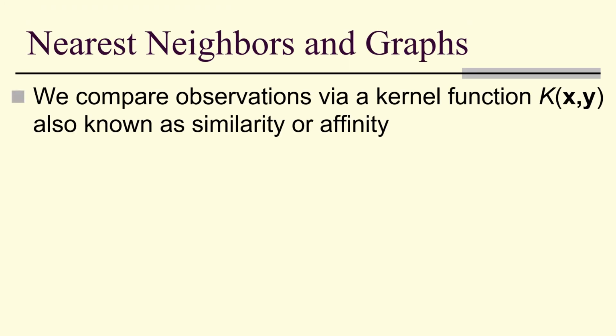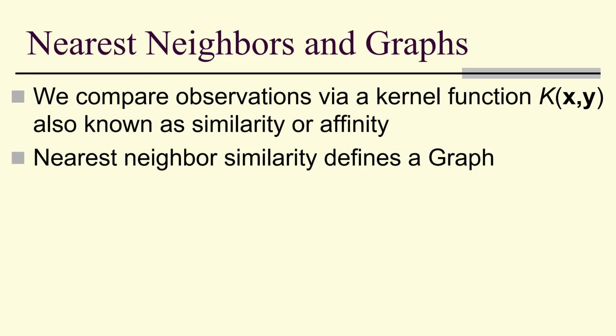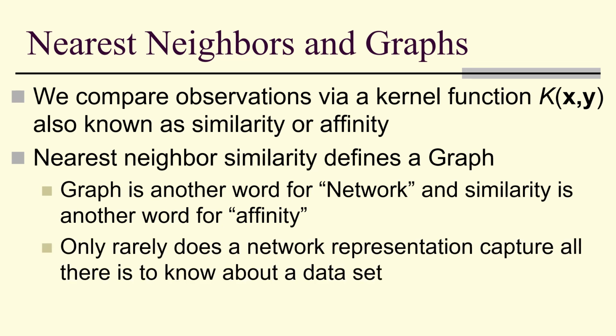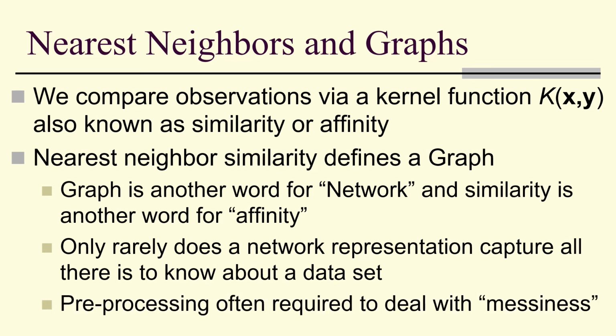So nearest neighbors compare observations via a kernel function known as similarity or affinity. Nearest neighbor similarity defines a graph. Graph is another word for network. Similarity is another word for affinity. Now, only rarely does a network representation capture all there is to know about a data set. So remember, the word was hopefully. Pre-processing is almost always required.